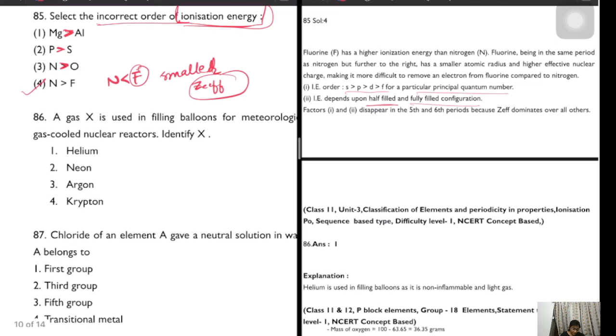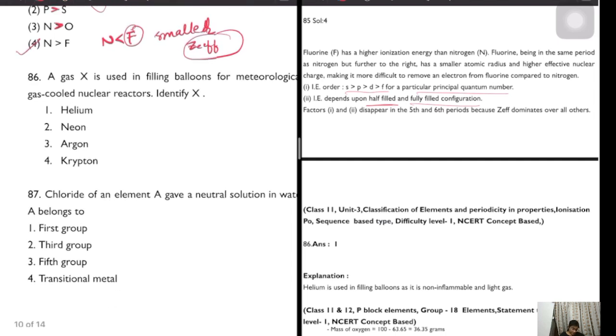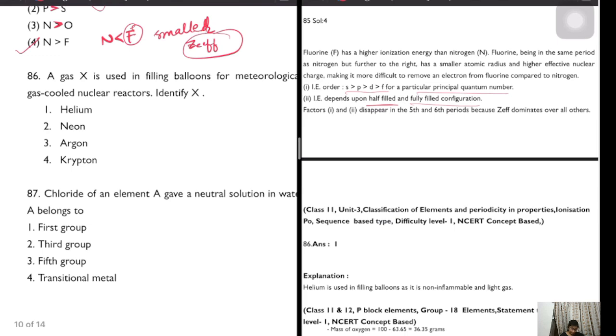Now we have this fully filled, okay? This would be different because it has 13 number, it has 12 number. So it will be easier for us to take the electron from this. Now let's see the next question.